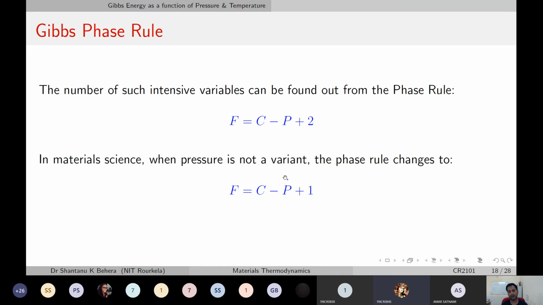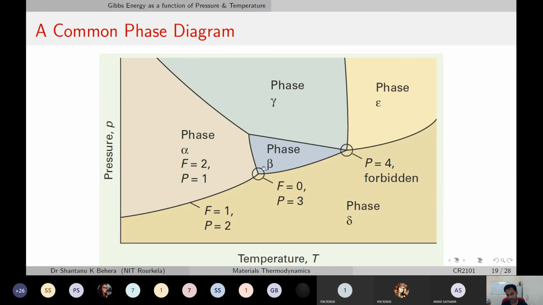Yeah, you're okay. Hold on a moment. You're talking about this formula, or you're talking about pressure changes here?